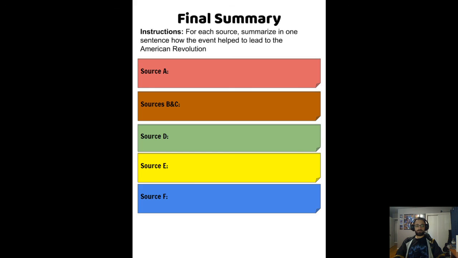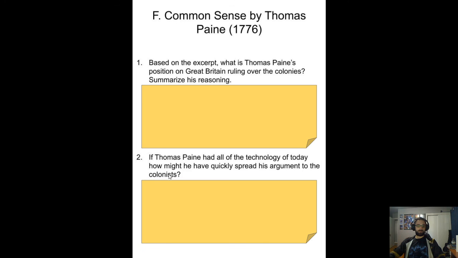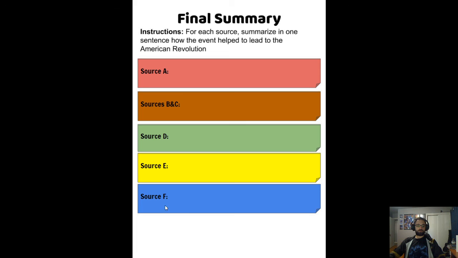When you're finished with these, you move on to the final summary. This should look really similar to the final summary we did for our history mystery lesson, because it's basically the same thing. But the question is a little different. So it says, for each source, summarize in one sentence how the event helped to lead to the American Revolution. So if we take Common Sense, how did source F help lead to the American Revolution? What happened, or what was its significance that eventually led to the revolution, right?